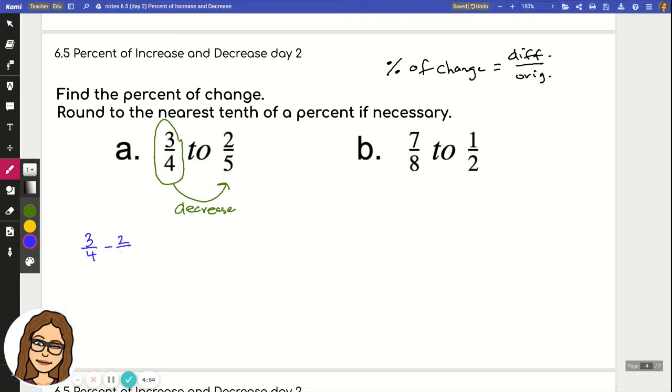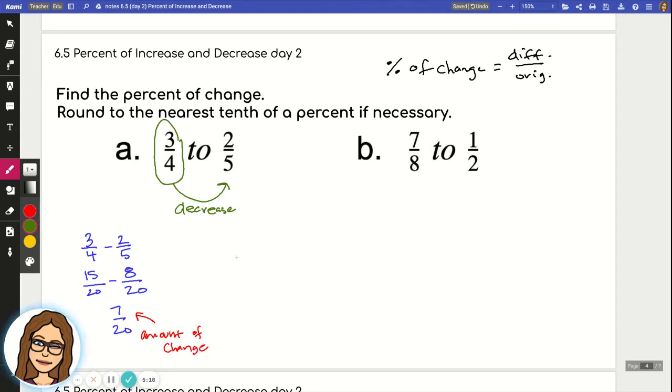3/4 minus 2/5. Yes, you need to find common denominators. Times 5, times 5, times 4, times 4. So 15 twentieths minus 8 twentieths is 7 twentieths. So this right here is the amount of change, or the difference, if you want to call it that.